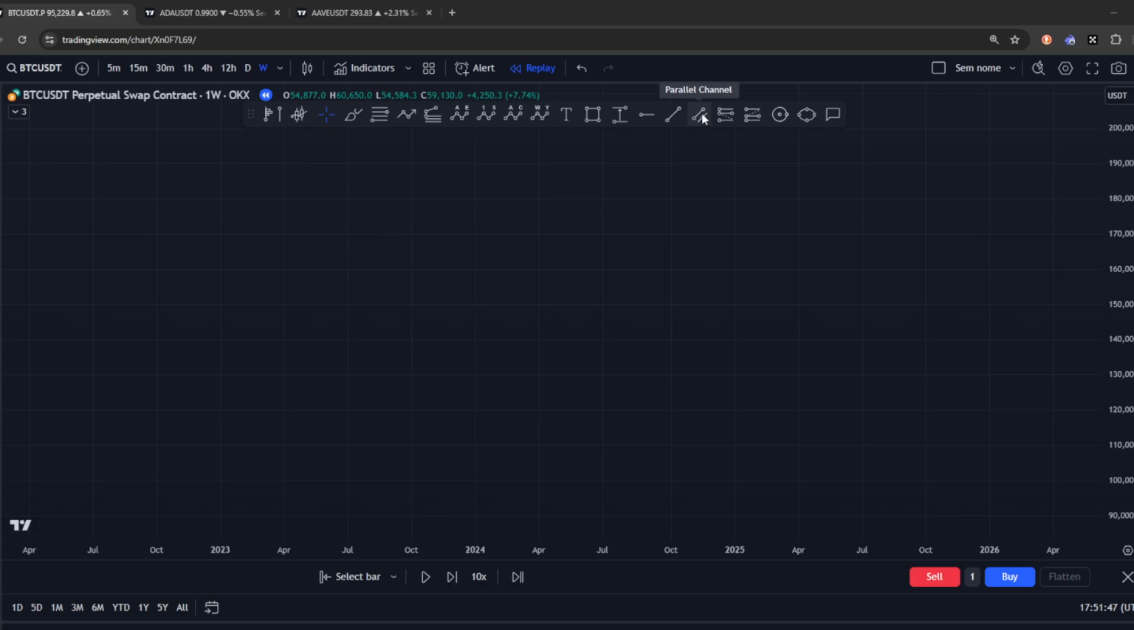Okay, so basically, these parallel structures can be found in many time frames. I might even say every time frame. Of course, the greater the time frame, the greater the strength of the channel. Okay, if you pair it with other concepts as confluences, it's gonna be really strong.